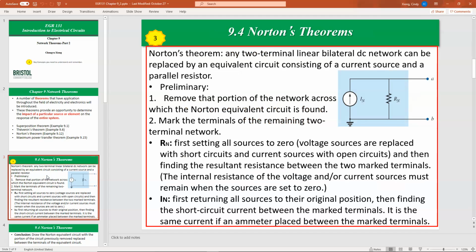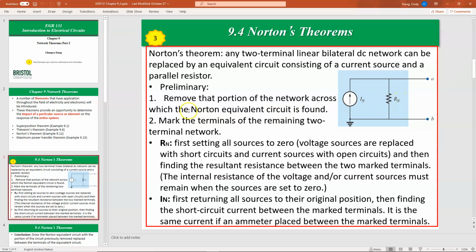Let us look at the Norton Theorem first. You will find that the Norton Theorem is actually a dual of the Thevenin equivalent theorem. The Norton Theorem says any linear network, like all the DC networks we have so far, of this type, any two-terminal DC network we talk about, can be replaced by an equivalent circuit. We call this the Norton equivalent circuit.